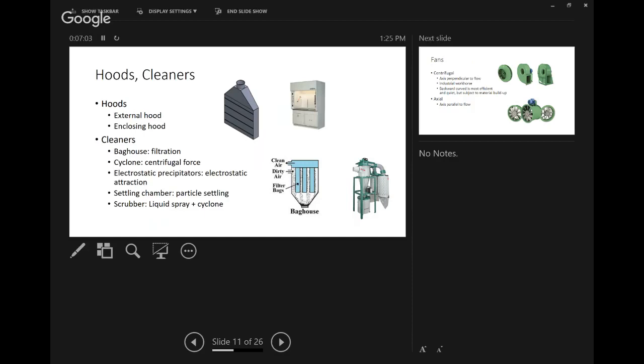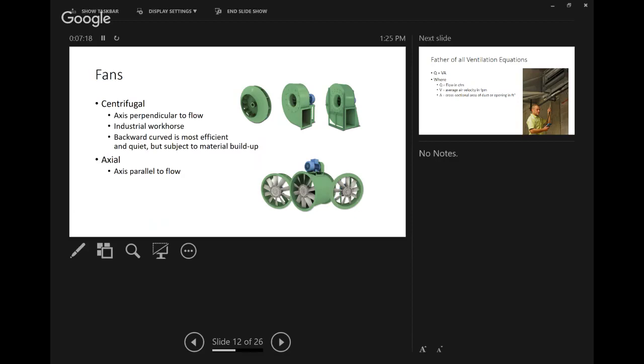This is an example of a bag house and then a cyclone, what they might look like. Don't worry about these others. And those are all particulate focused. I don't know why I don't have any that are gases and vapors, but centrifugal fans are considered the industrial workhorse of ventilation. They're usually more effective, depending on the type. They may also be really, really loud.